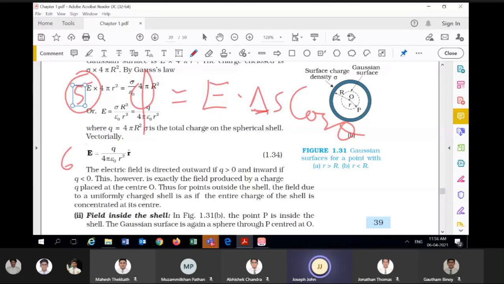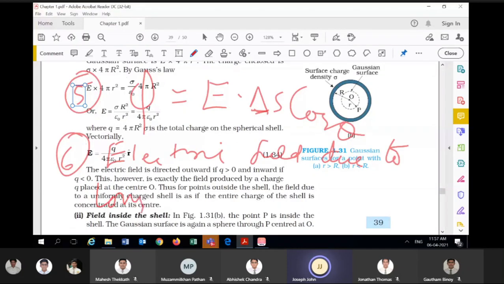Sixth formula is the electric field due to a long wire. Yesterday I did it, isn't it? What is the formula? Can you remember? E is equal to something like lambda by something. Long, infinitely long wire, find it out, please.